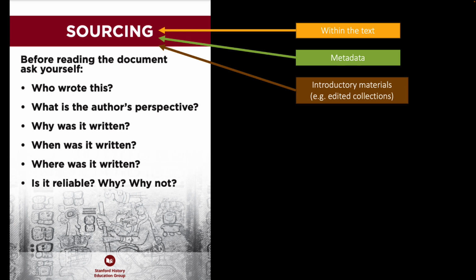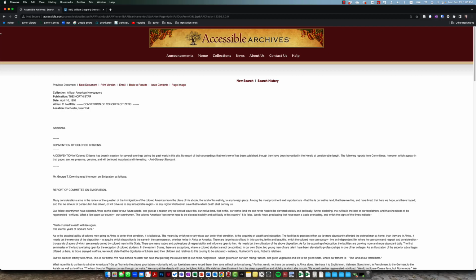Databases will not only give you the images of the source itself, but they will also provide you with a bunch of metadata, or data on the author or data on when the source was produced. And that will usually be in some sort of side column or at the top of the web page or something like that. All right, so let's check out an example of this.